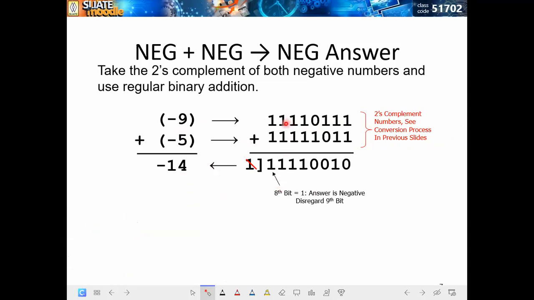Right, then after getting the 2's complement values of these two numbers, we are going to add them together. Then you will get a number. The 8th bit says whether it is a positive or negative number. If the 8th bit is a 1, it indicates this is a negative number, so we are going to disregard this overflow number.